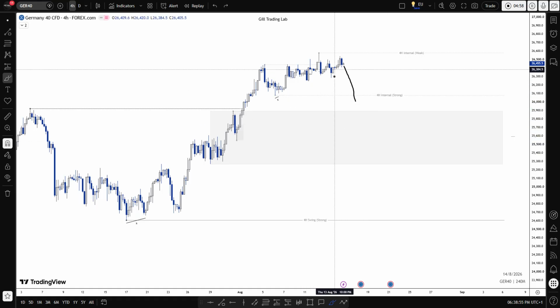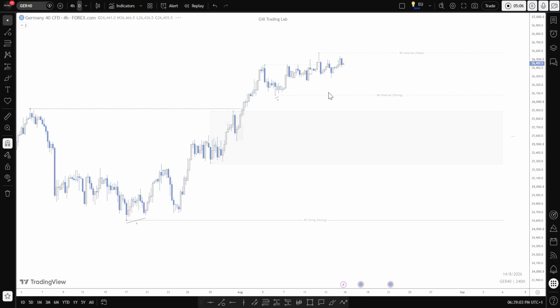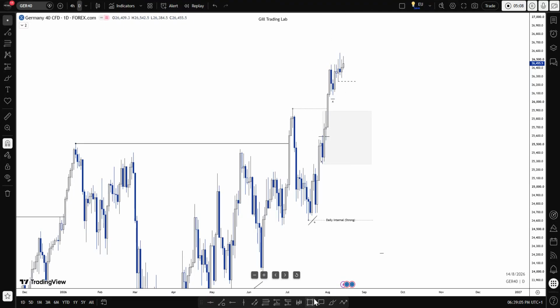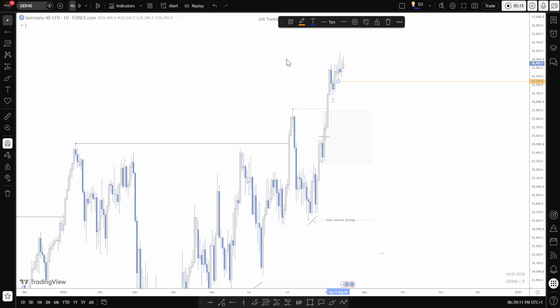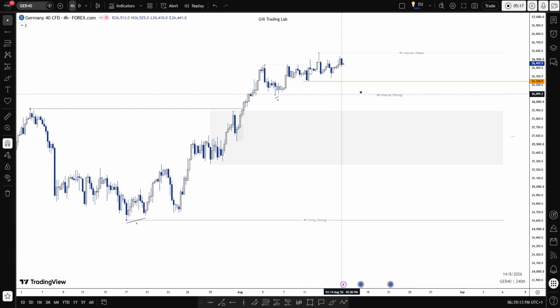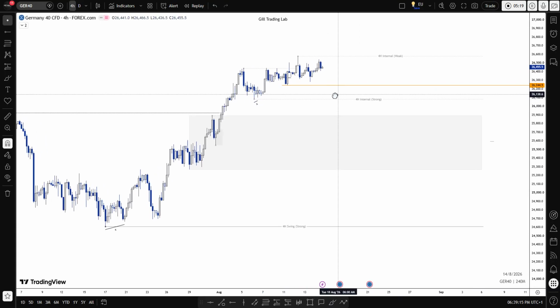And as you can see, this analysis aligns with the daily time frame. As I had said, the daily fractal low, but let me check. The daily fractal low, it's this low. Let me label it so that we can see it on the lower time frame. That is the daily fractal low.